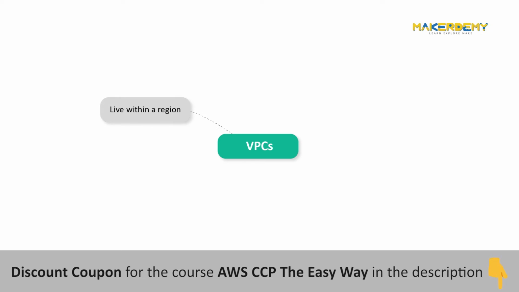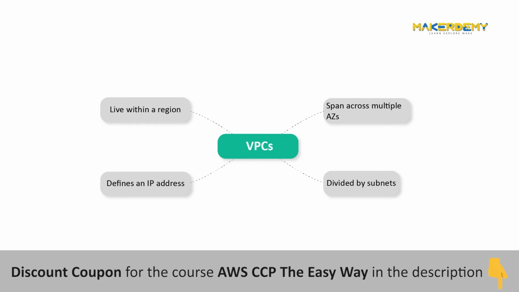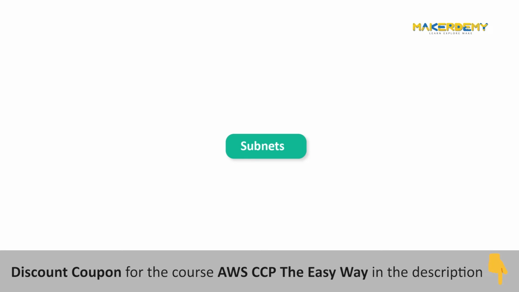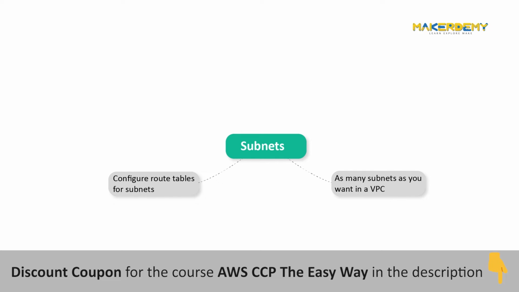VPCs can live within a region and can span across multiple AZs. A VPC defines an IP address range that is then divided by subnets. These subnets are deployed within AZs, causing the VPC to span AZs. Coming to subnets, you can create as many subnets as you want in a VPC. You can configure route tables for your subnets to control traffic between subnets and the internet. All subnets within a VPC can communicate with each other.